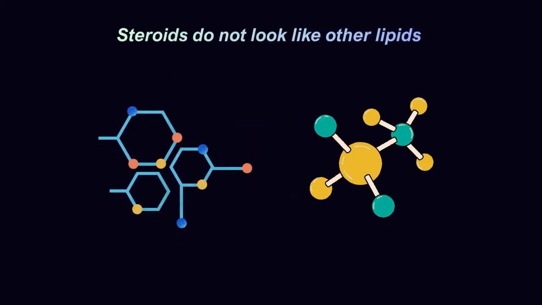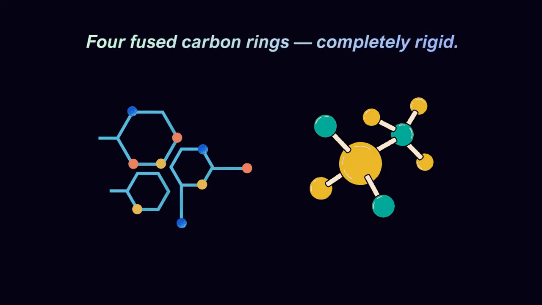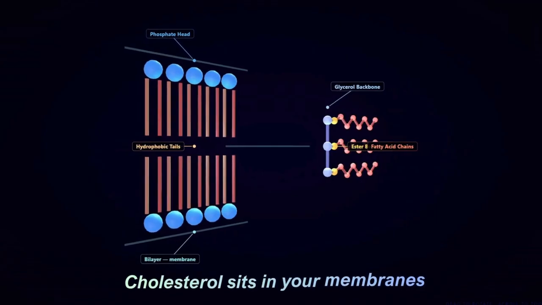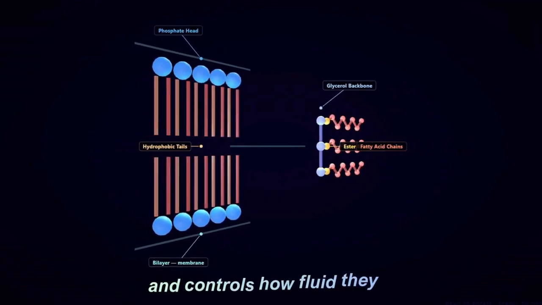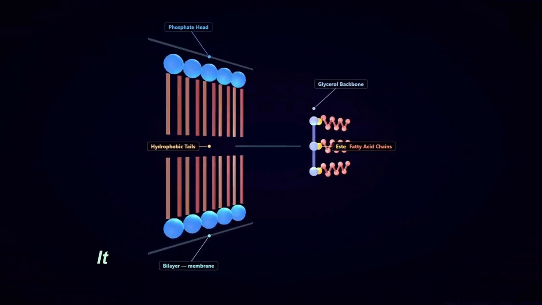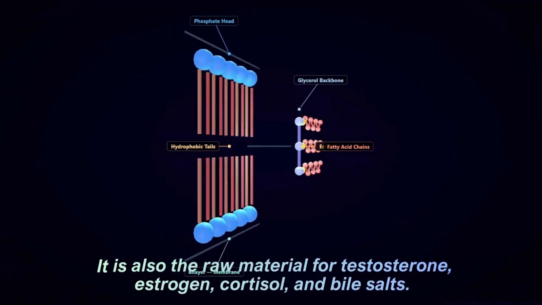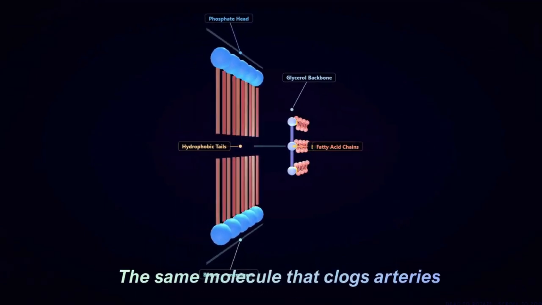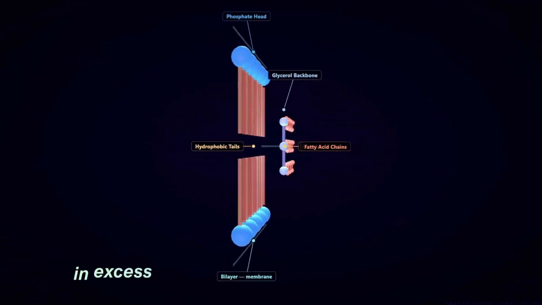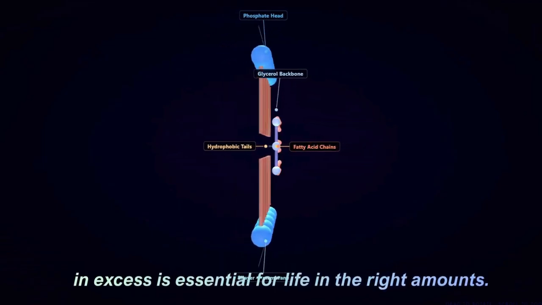Steroids do not look like other lipids. 4 fused carbon rings, completely rigid. Cholesterol sits in your membranes and controls how fluid they are. It is also the raw material for testosterone, estrogen, cortisol and bile salts. The same molecule that clogs arteries in excess is essential for life in the right amounts.